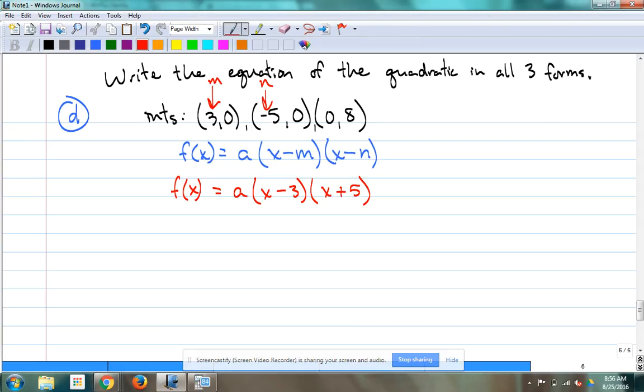What other information did they give me that I hadn't used yet? I've got a y-intercept, right? (0, 8). So plug in 8 for y, because this is an x and a y. It's another point there. So we've got an x and a y value. f of x is y, it's the same thing. So I'm going to plug that in. 8 equals a times (0 minus 3) times (0 plus 5). And then go from there.